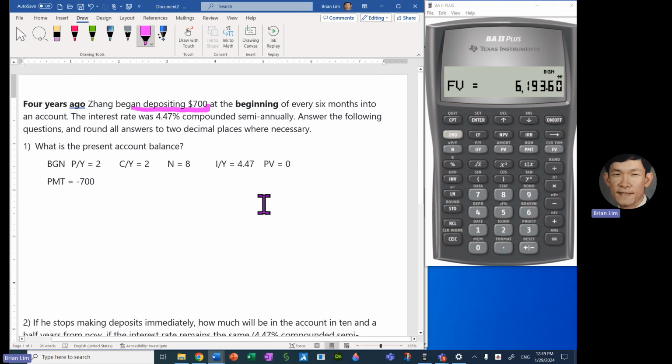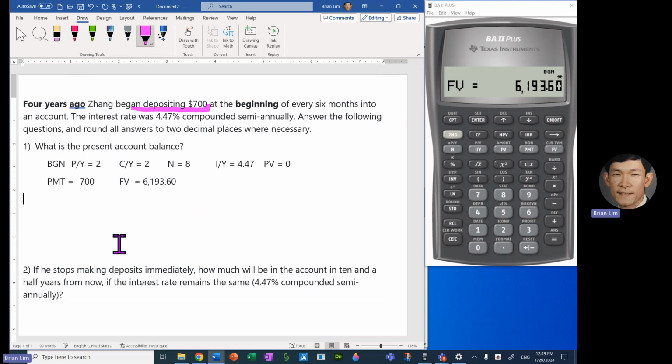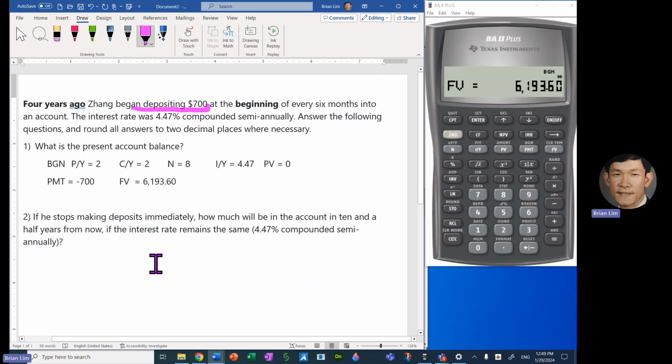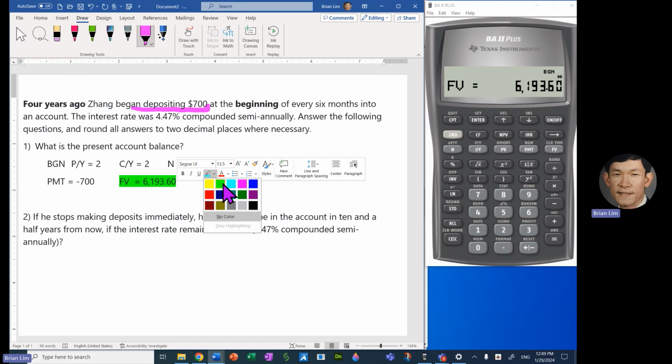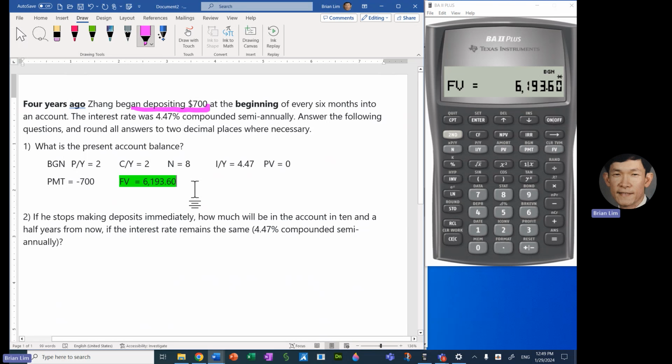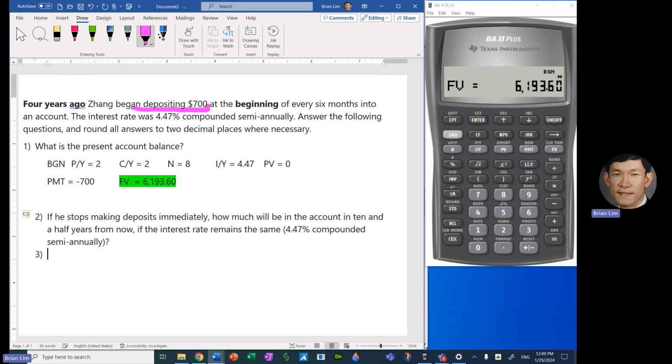And the future value turns out to be $6,193.60. Okay, so that is that part. That is part number 1, and this here is the answer. So let's highlight it. Maybe you can highlight it in green. So that's the future value. Now that future value will become the present value for the next set of calculations.